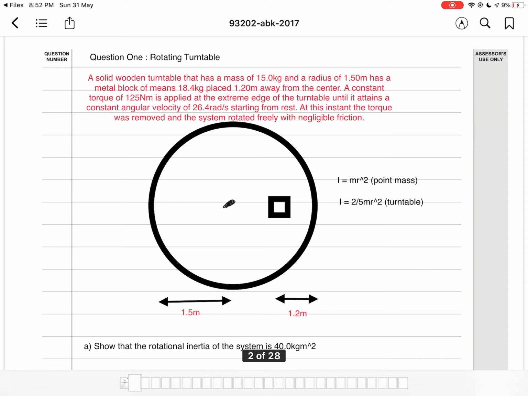A solid wooden turntable that has a mass of 15 kilograms and a radius of 1.5 meters has a metal block of mass 18.4 kilograms placed 1.2 meters away from the center. A constant torque of 125 newton meters is applied at the extreme edge of the turntable until it attains a constant angular velocity of 26.4 radians per second, starting from rest. At this instant, the torque was removed and the system rotated freely with negligible friction.